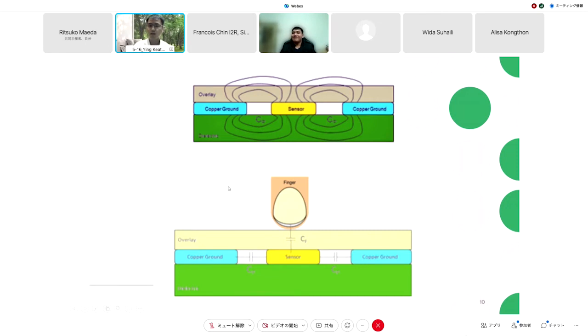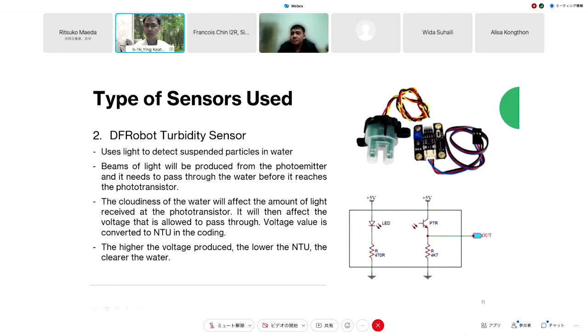All right. Then the second sensor used is the DFRobot turbidity sensor. Basically, it uses light to detect suspended particles in the water. Beams of light are produced from the photoemitter and need to pass through the water before reaching the phototransistors. So the cloudiness of the water will affect the amount of light received at the phototransistor. It will then affect the voltage that is allowed to pass through. The voltage value is converted to NTU in the code.